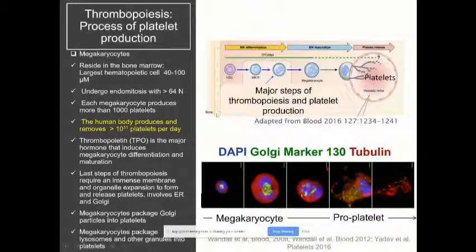So thrombopoietin is depicted up here. Essentially it's a cytokine which will act on all these cells, especially starting with the hematopoietic stem cell, and guide these cell populations into producing this large polyploid megakaryocyte at a certain point. So we call this megakaryocyte differentiation, maturation, and then the platelet release. So there are different steps.